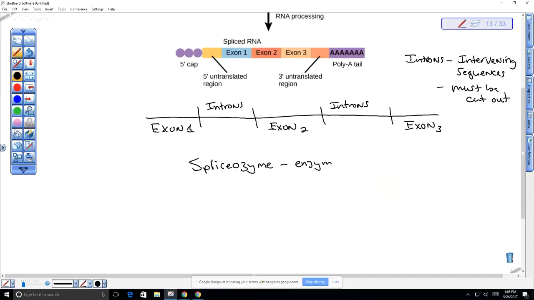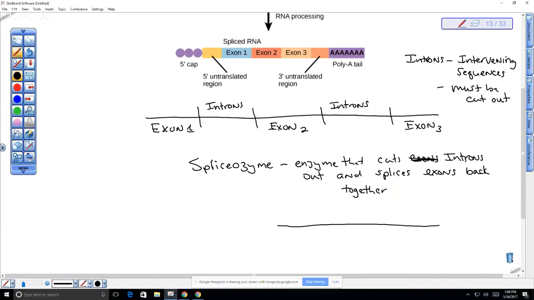Spliceosome: an enzyme that cuts introns out. So this is on the mRNA. This is messenger RNA processing. And it splices exons back together. Now the amazing thing here is it splices them back together in different orders.